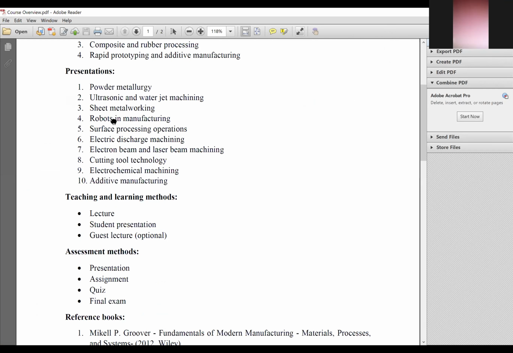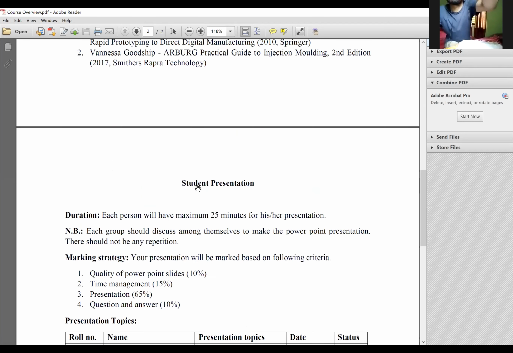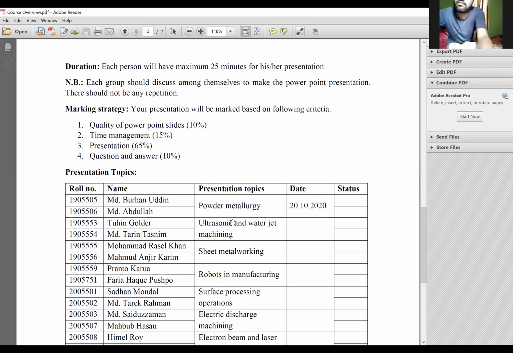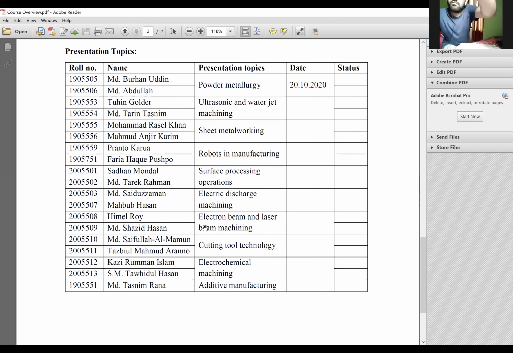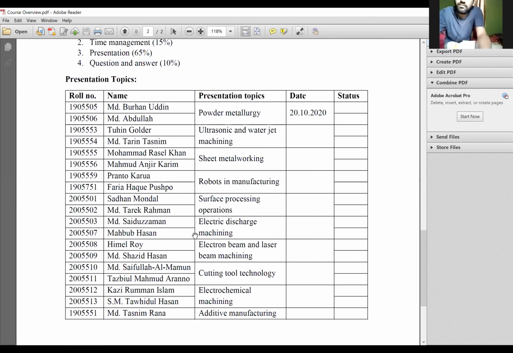Course content, I've already talked about that. The presentations that I was talking about are powder metallurgy, ultrasonic machining, water jet machining, sheet metal working, and robot manufacturing. These are the things that you have to present as part of the completion of this course. What I have done is that I have distributed all these topics to all the students. I think there are 19 students in this course, so I tried to distribute these 10 topics to 19 students.